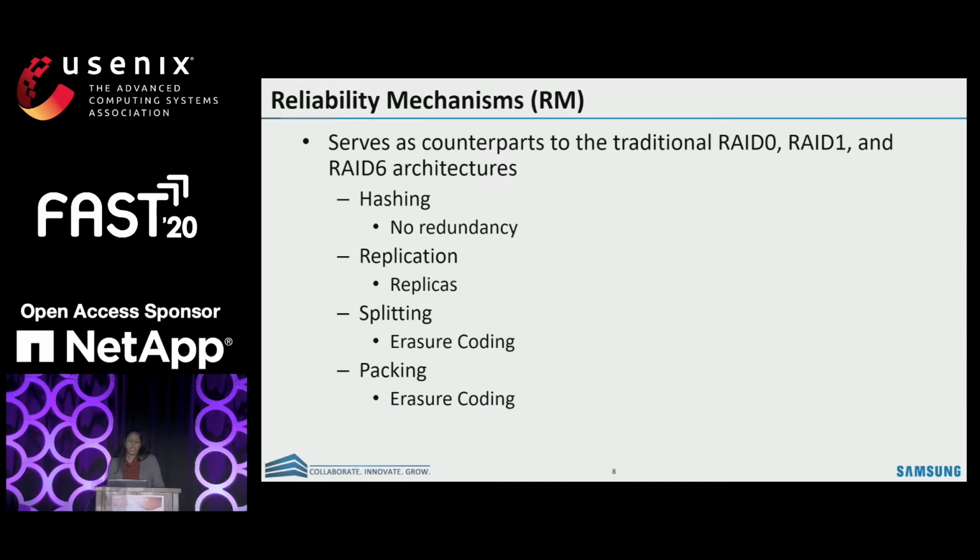For the reliability mechanisms themselves, we have implemented 4 different ones: hashing, replication, splitting, and packing. Two of them, splitting and packing, use erasure coding. Hashing does not add any redundancy, and replication just replicates. We'll go into each of them in detail later on.